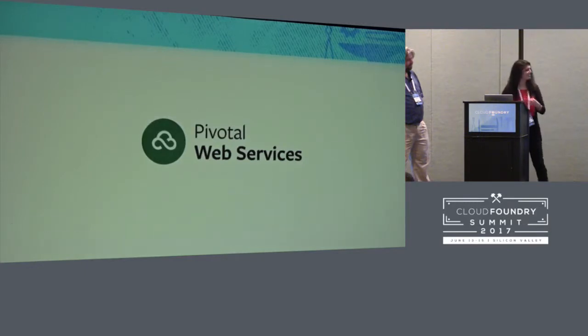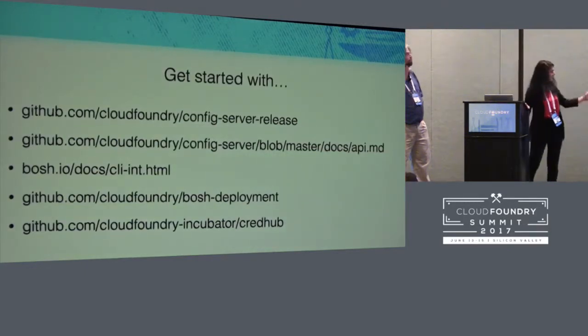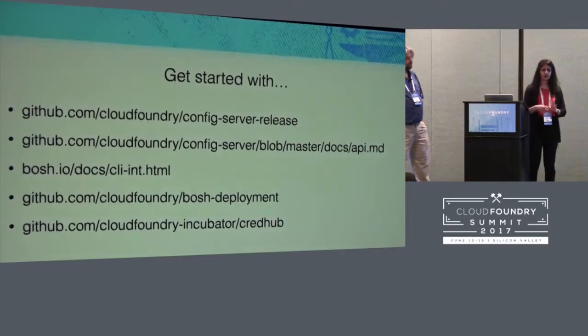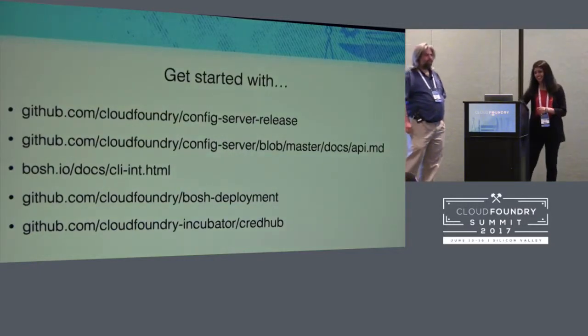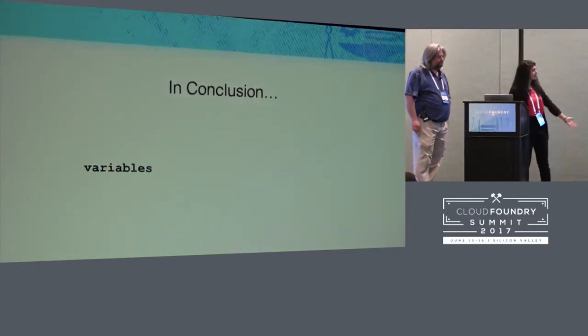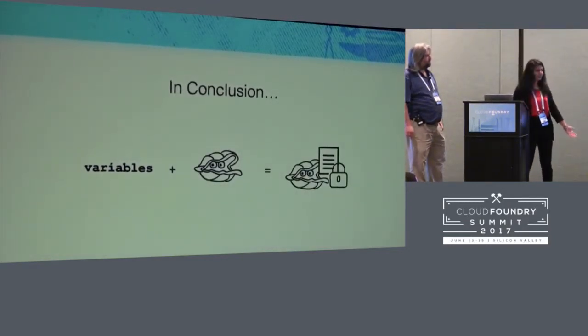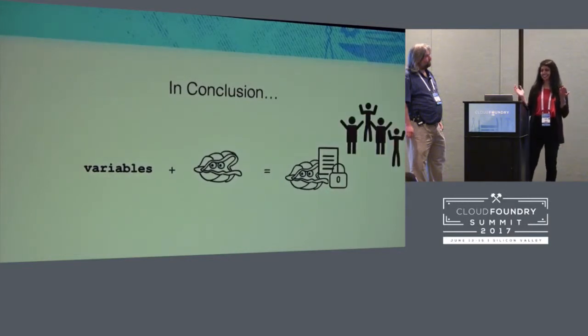To do so, you can use these links. This gives you a good overview of all the stuff you're going to need: the config server release, the API you want to implement to get it working, how to use variables, the Bosh deployment repo, which should give you config server and CredHub manifests, and you can also use CredHub if you're so inclined. So in conclusion, using variables with your Bosh director leads to more secure Bosh deployments, which is great for all the operators.